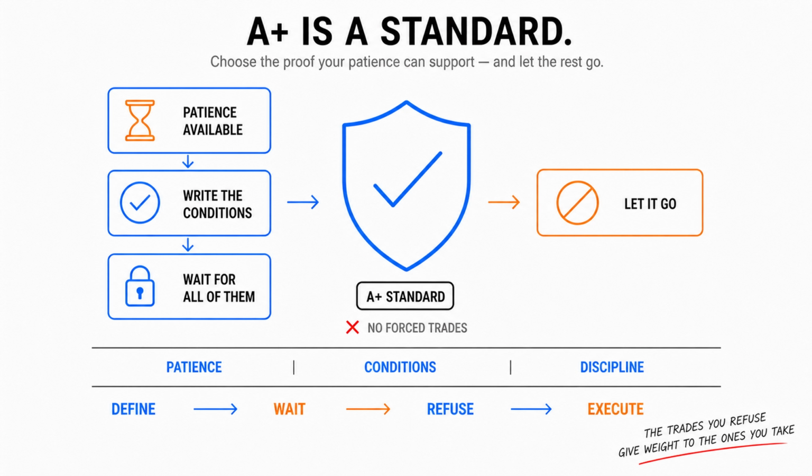Choose the model that matches the patience you actually have. Write down what has to be true before you click, and let every trade that does not meet it go without you. The trades you refuse are what give weight to the ones you take.